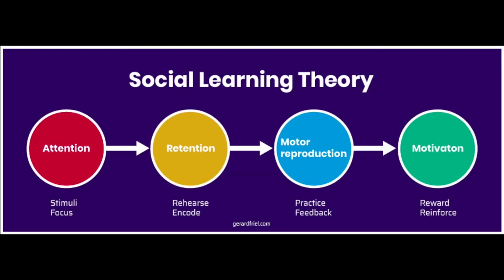So the key aspects of social learning theory are recognizing behavior and reinforcing behavior, whether it's positive or negative. Social learning theory also consists of multiple things, such as attention, retention, motor reproduction, and motivational processes.